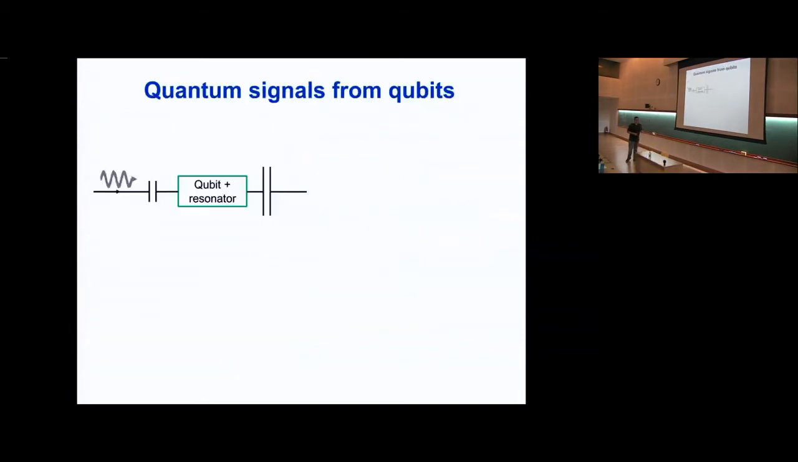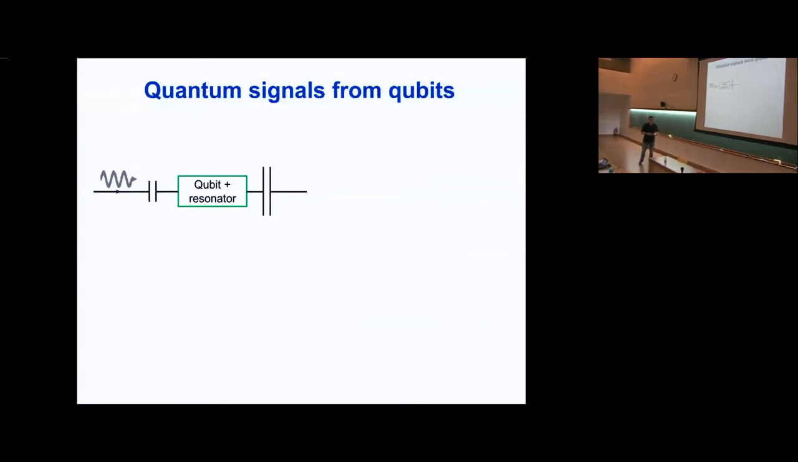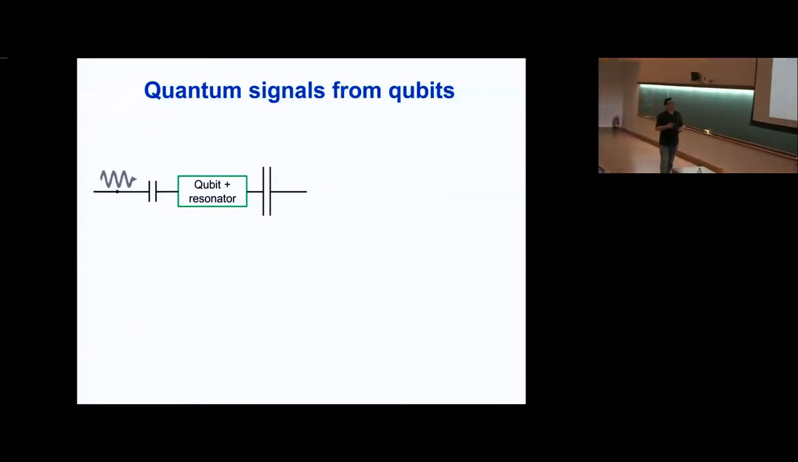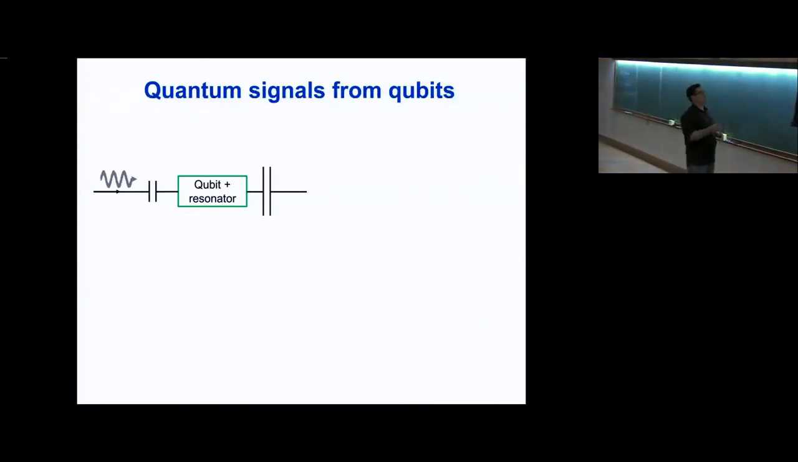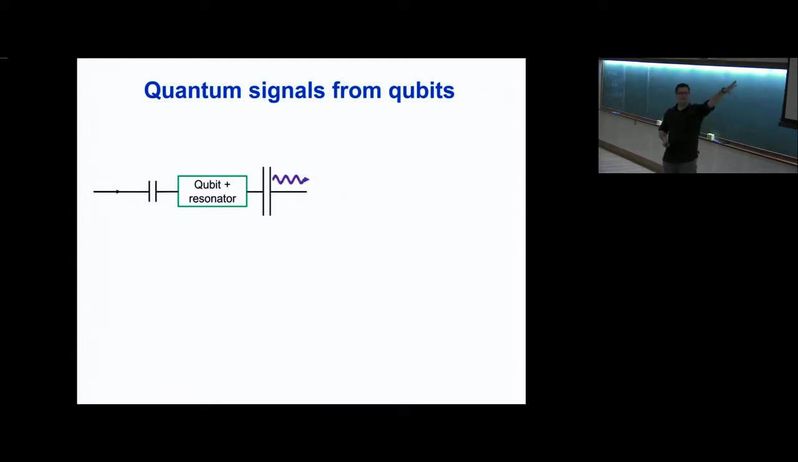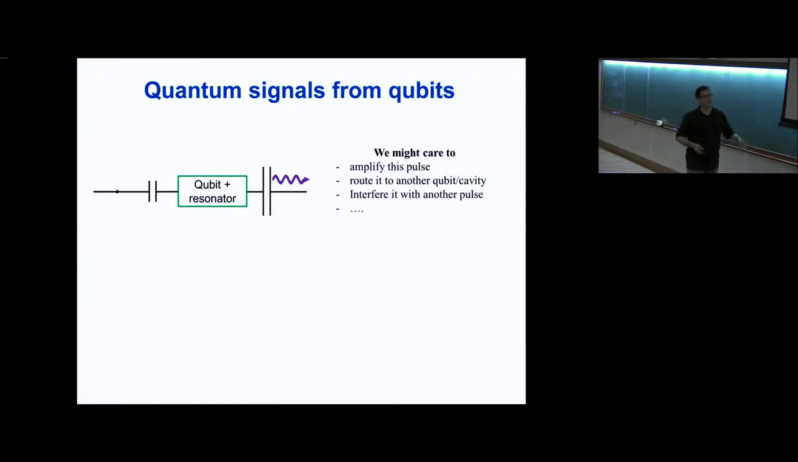So the point of today's talk is to tell you about 2 projects that are still in progress, and the basic assumption that underlies it is somewhere, we're not going to talk about it, and it's not our problem for today, there's some qubit or resonator or cavity system which has had some quantum light impinged on it, entangled with it, and now this is where we come in. We want to amplify this pulse. We want to route it to another qubit cavity system. We might like to interfere it with another pulse in the way I showed last week.